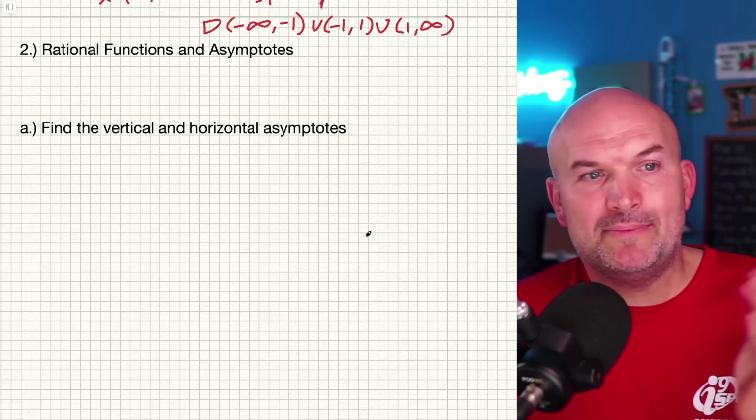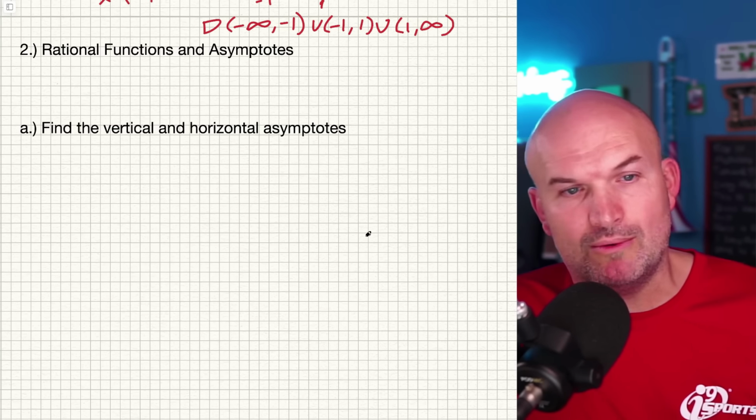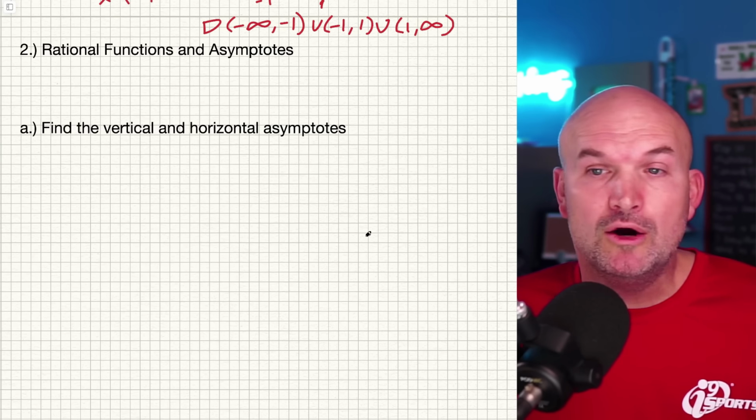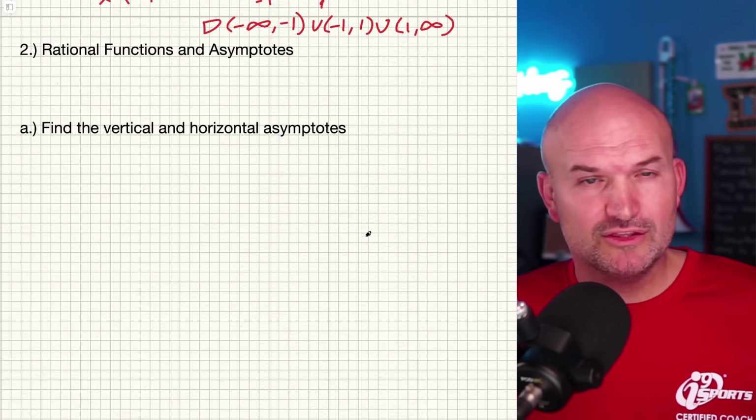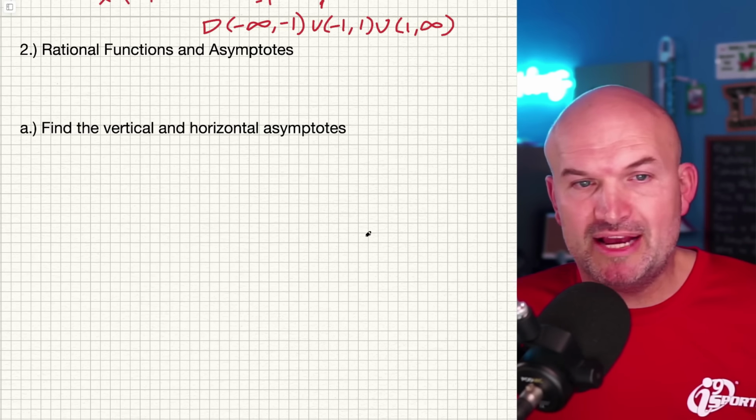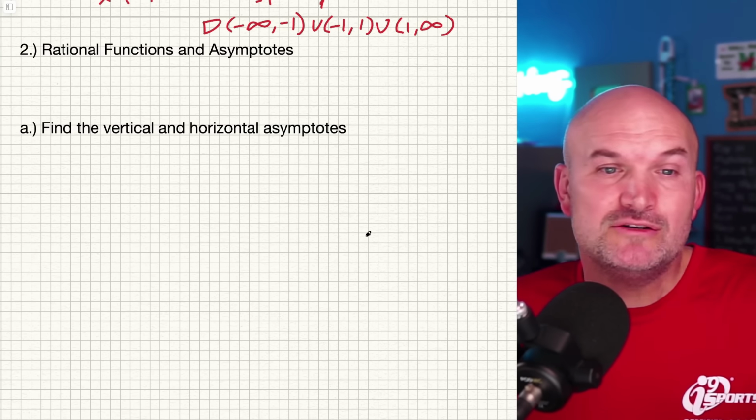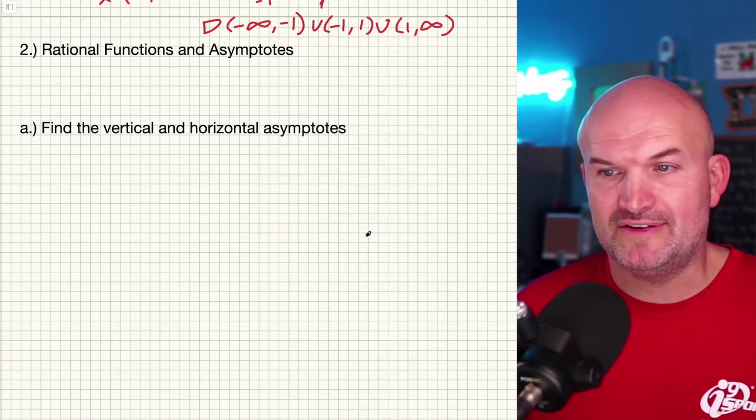All right, the next topic that I want to cover with you guys is going to be rational functions and asymptotes. So I want to focus on identifying the vertical asymptotes, the horizontal asymptotes, the slant or the oblique asymptotes, making sure you're comfortable simplifying, solving, as well as graphing, and then also making sure you're going to be able to identify some holes.